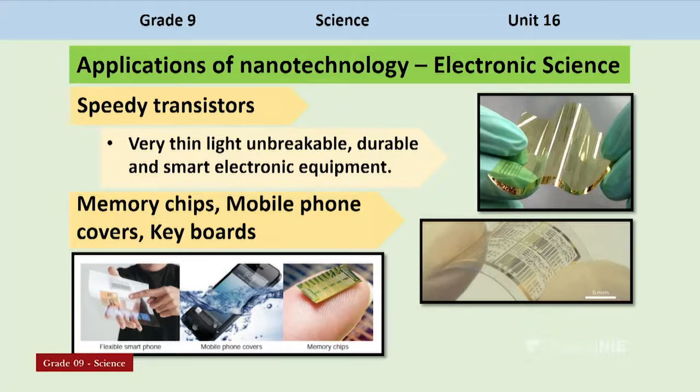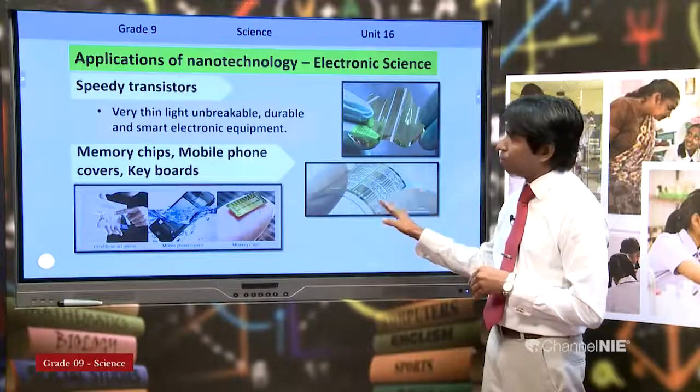You can reduce the size of these devices, and even the storage can be increased. Examples are mobile phone covers and memory chips. After every 2 years, the number of transistors in ICs becomes double. Therefore, you can store more data and it will be very fast and durable.